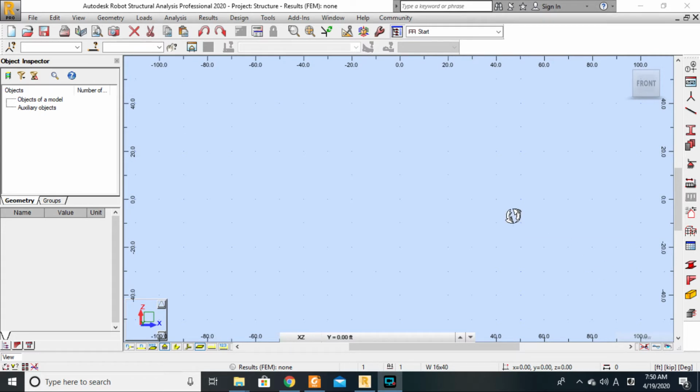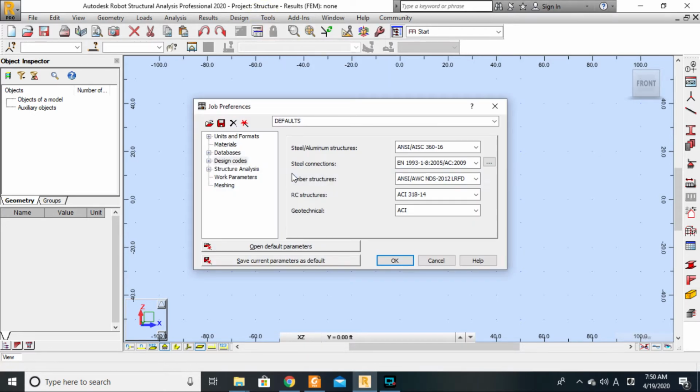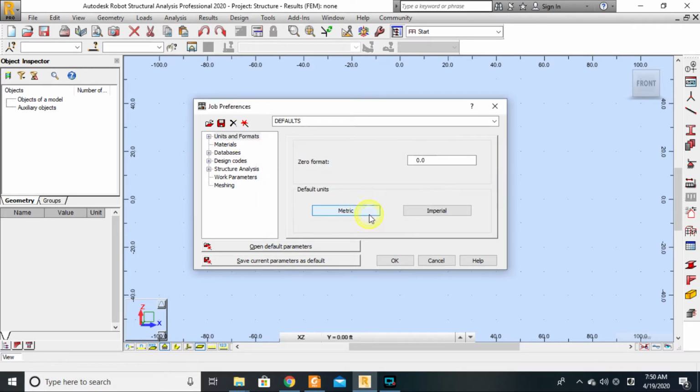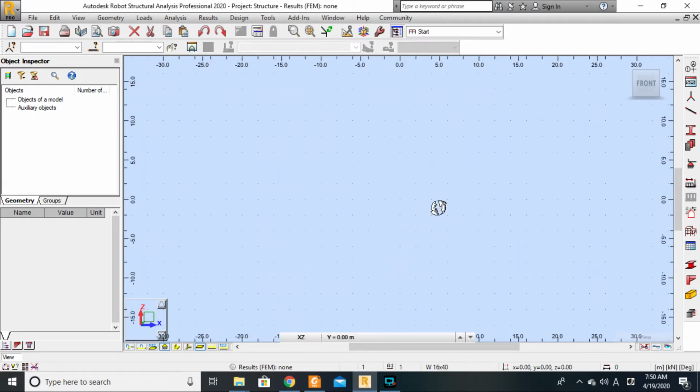Okay, so here we are. The very first thing we want to do, as usual, is to make sure that our units are set. We want to take the metric unit. Yes. Okay, and then we want to start drawing our beam. We'll use again a different approach here, and this will be an introduction to something that you will see quite often when modeling your structures in Robot.